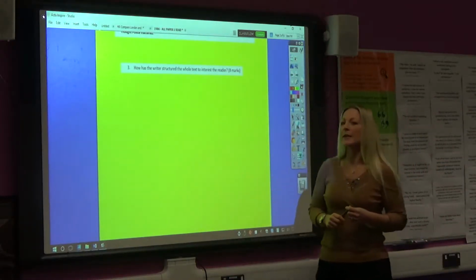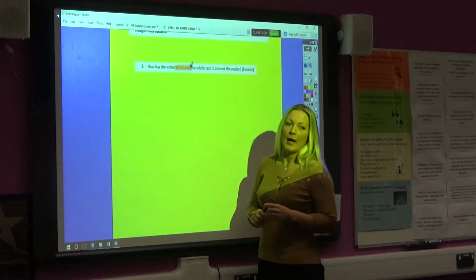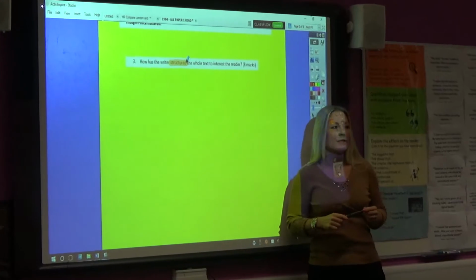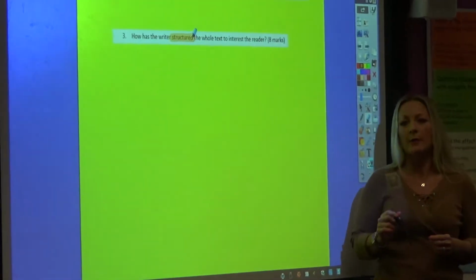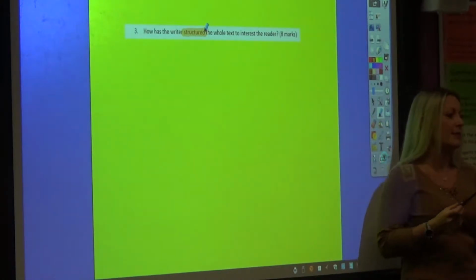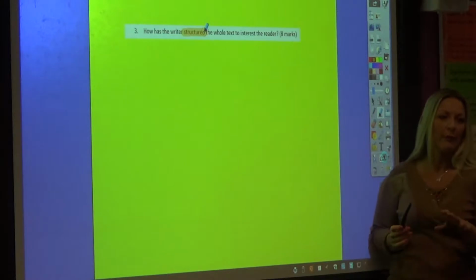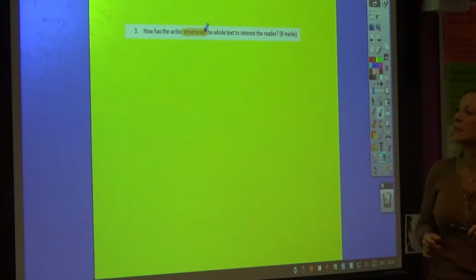Kirsty? Structure. Okay, good. Right, so if you can all just highlight that word. The important thing to remember here is that structure is very different to language. In the past, pupils can get mixed up between language analysis and structural analysis. So we're going to make sure that you're all very aware of what structural features are.